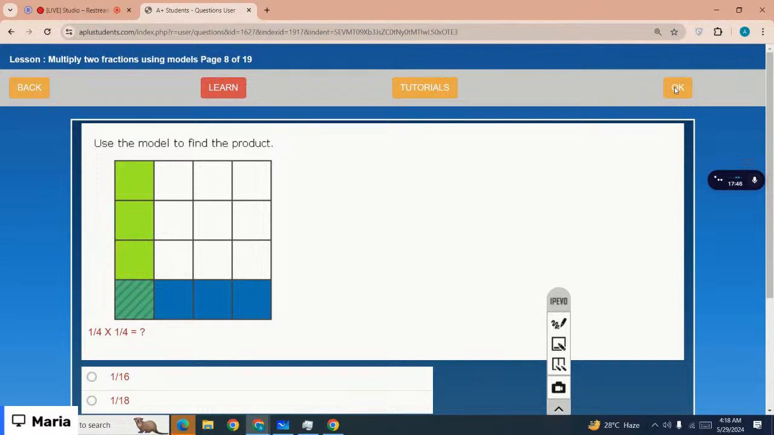The next one is 1 by 4 times 1 by 4. So which is the correct option? The correct option is 1 over 16. Option number 1 is the correct option.